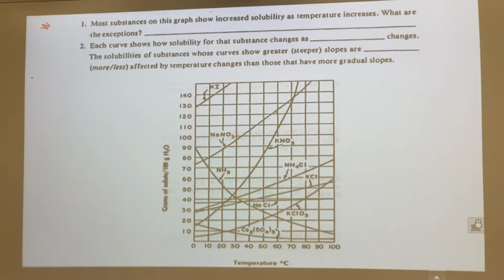Okay, so most substances on this graph show increased solubility as temperature increases. What are the exceptions? As temperature goes up, what does not increase as far as solubility goes? Just shout them out. You see it. Shout it out. Cesium, sulfur.